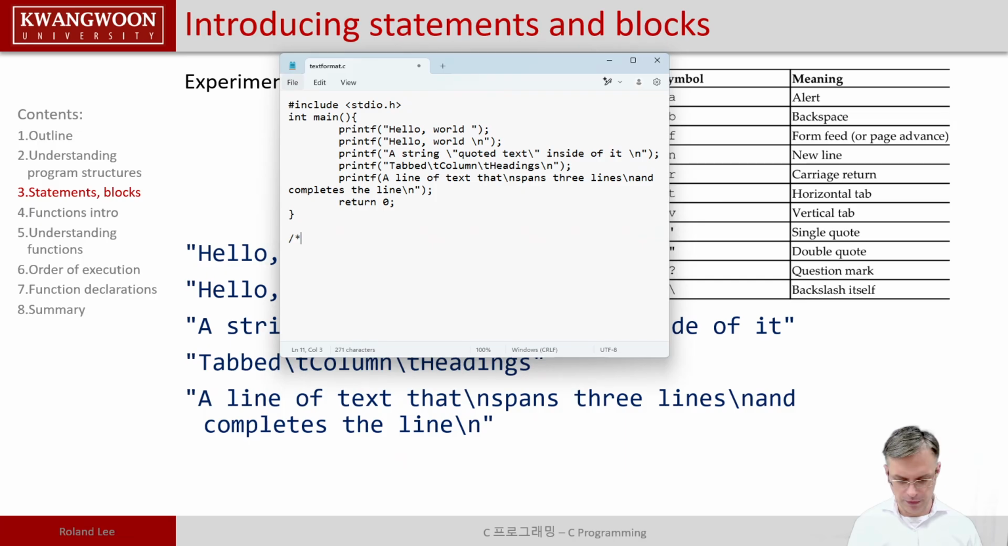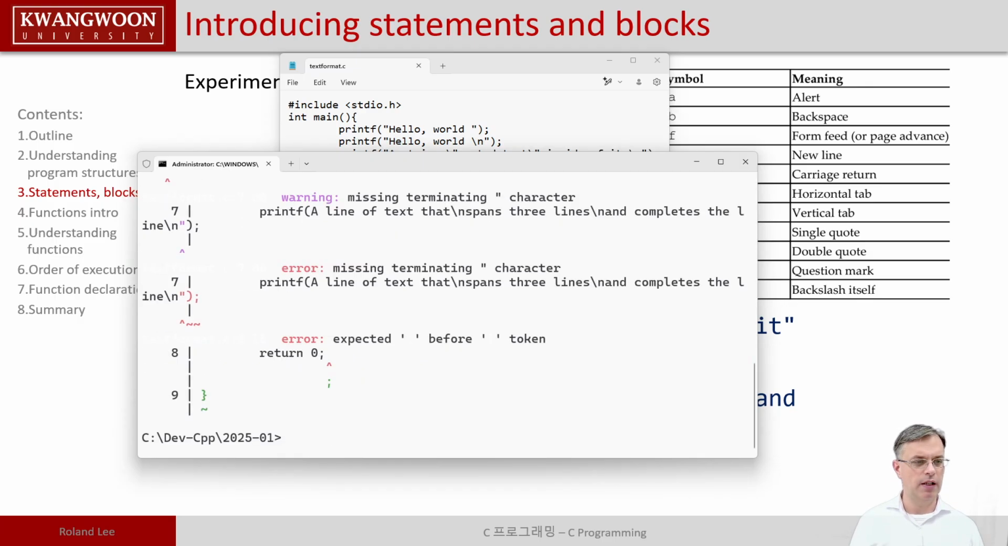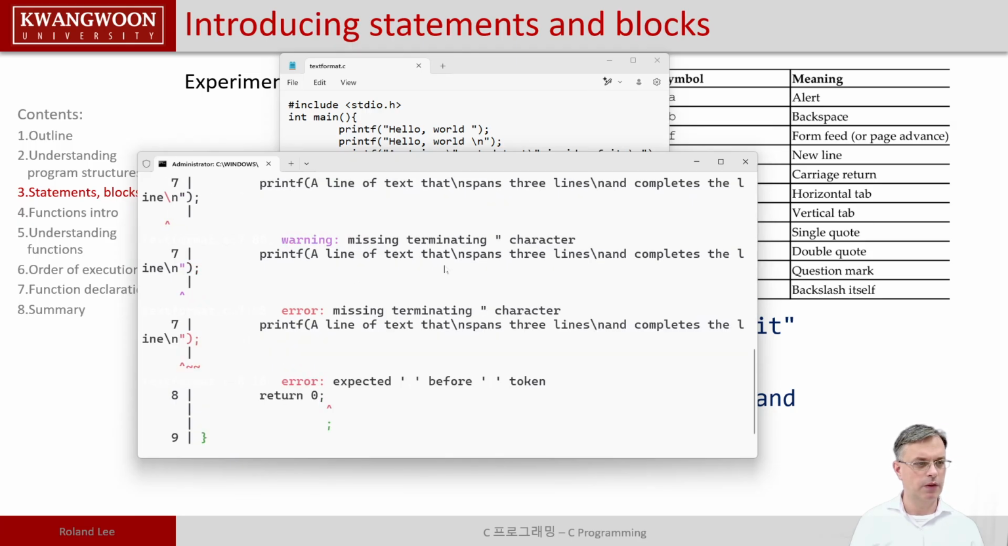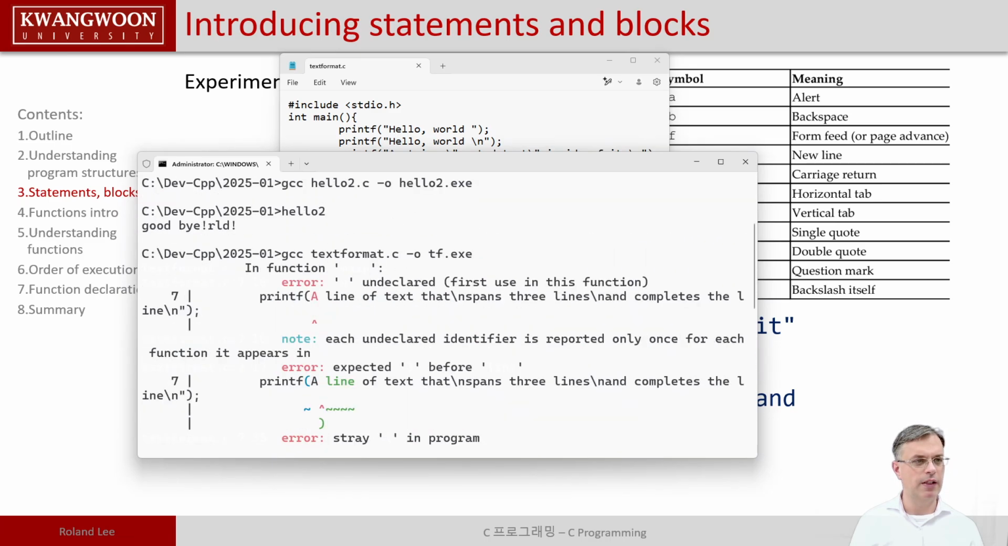We could add also the following, so end of file, just as usually. Save. Now let's try to do it. So gcc text format c again -o df exe, and I have some other problems here. Let's see what we have here. So missing termination. Let's see what it is.